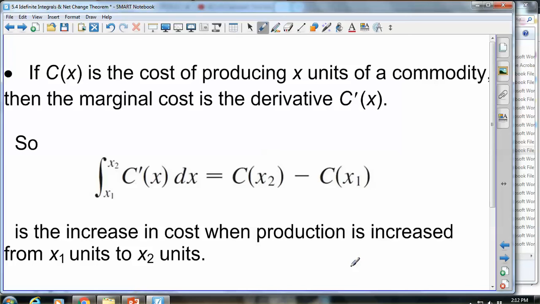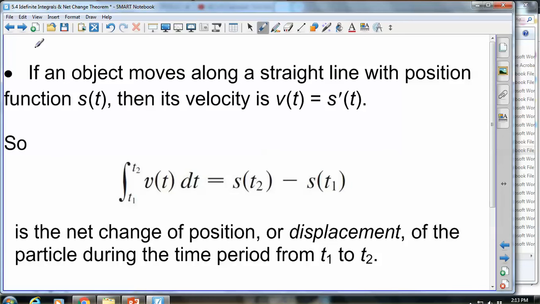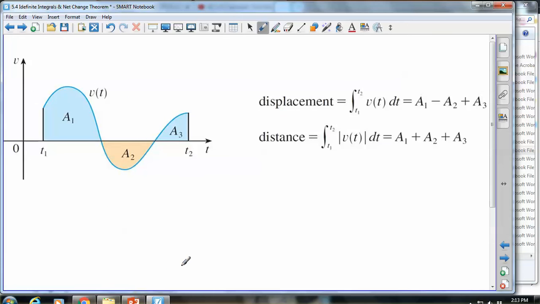We've talked about cost and marginal cost a lot. If I ask you to integrate a marginal cost, you're going to get your cost function. So if I give you definite intervals, that's the amount the cost has changed over that unit of time. We've talked about position and velocity a lot. Derivative of position is velocity. So if I ask you to integrate velocity, that will give you your change in position over a time period.